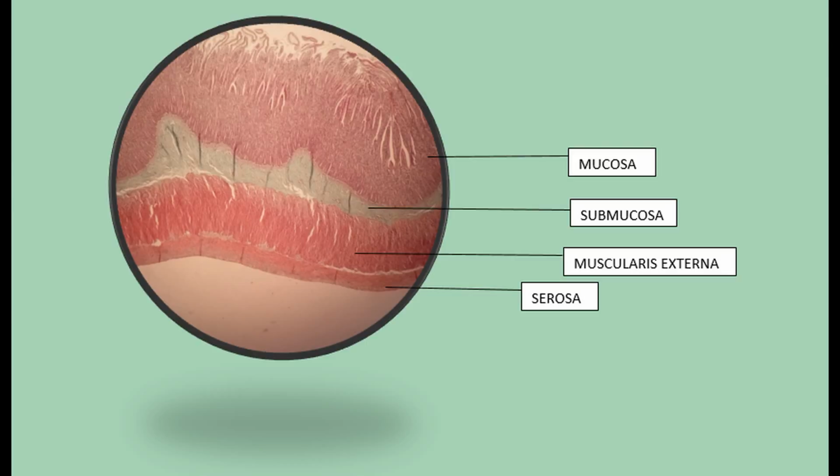chemical digestion. Okay, the layers that can be seen in the duodenum are mucosa, submucosa, and muscularis externa, and also serosa.